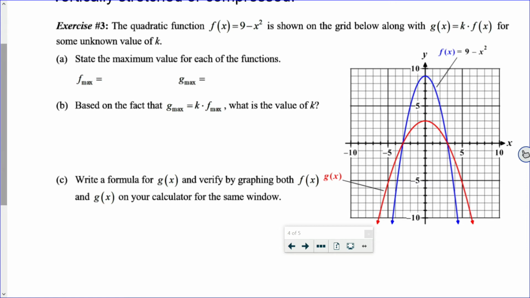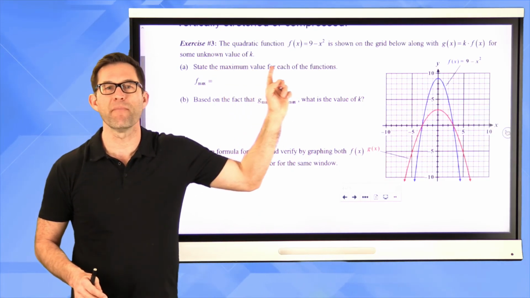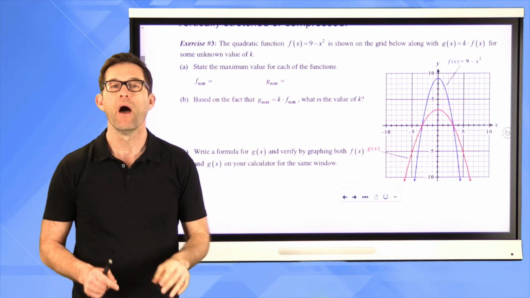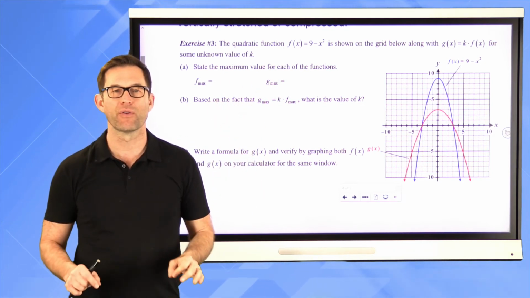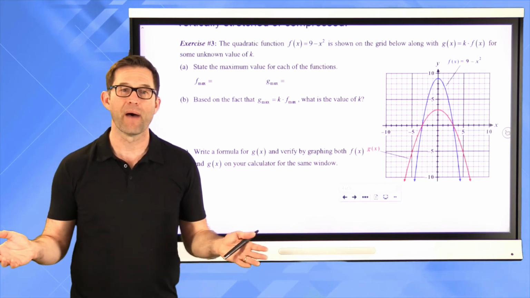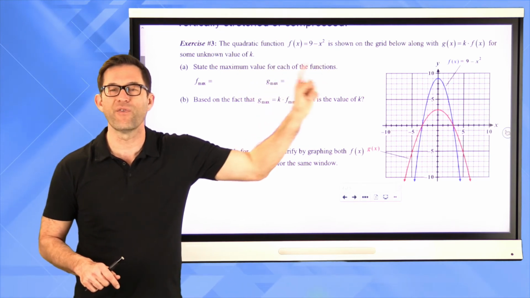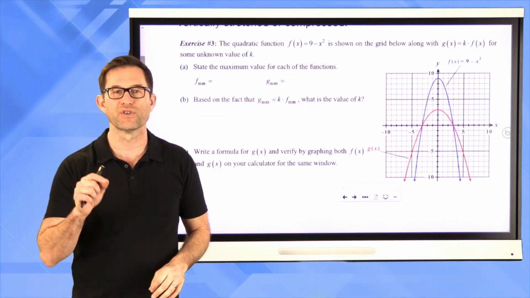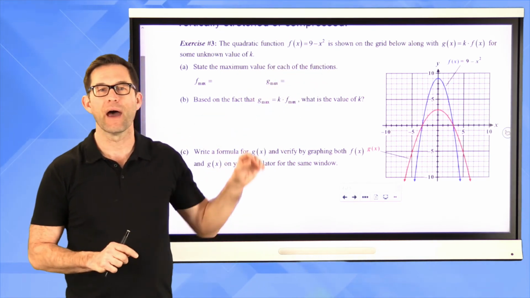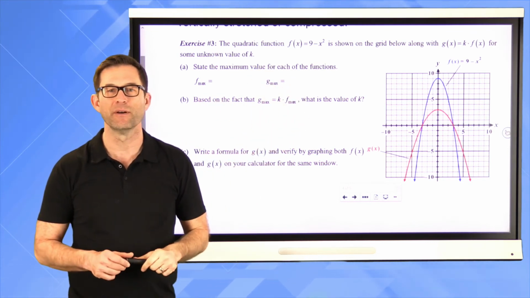Letter A asks us to state the maximum value for each of these functions. All right, this is easy enough. Now keep in mind, when I ask a question like what is the maximum value of a function, I'm always referring to the y value. I'm never referring to the x value unless I literally say what's the maximum x value. But when I say what is the maximum value for each function, I'm asking for the largest y value. So pause the video now and tell me what f max is and what g max is. Take a moment.